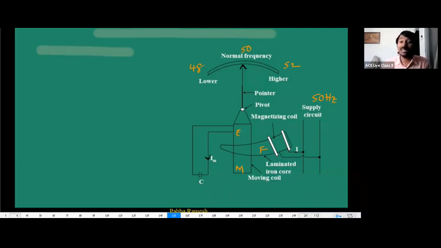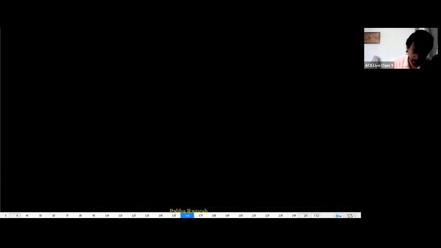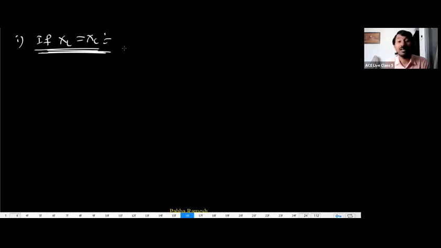Now, under the initial condition, the pointer is at which value? Under the initial condition, the pointer will be at which value? Not 0, the center point, 50 hertz. That's what. Now, I'm giving the proof also here. Suppose XL is equal to XC, for example, what happened?